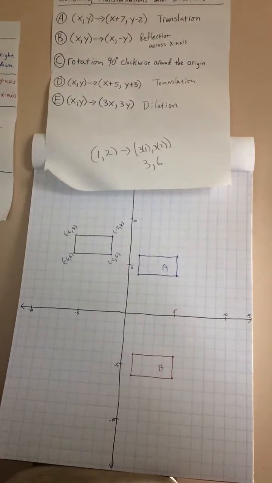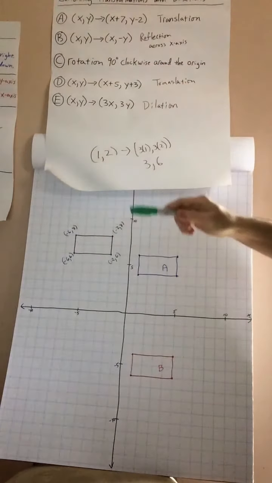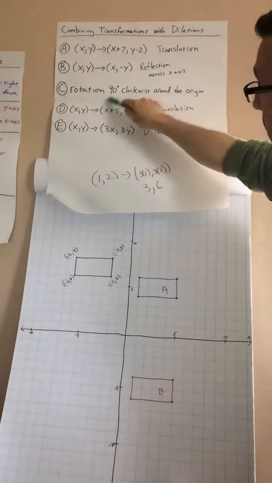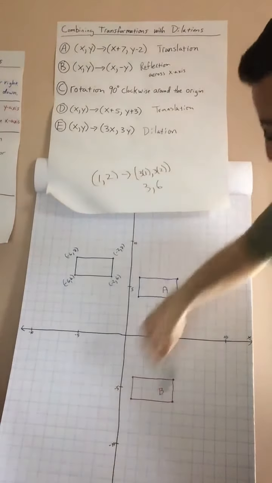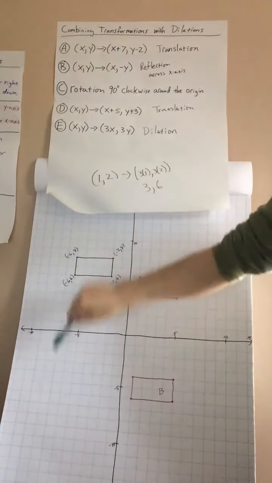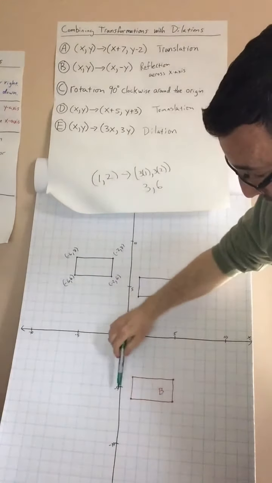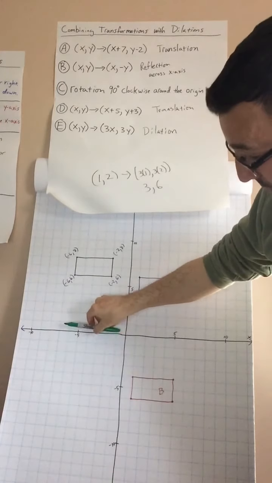So now I go to my third, and that's a rotation. All right. It flat out tells me it's a rotation. It's right up here, rotation, 90 degrees clockwise around the origin. Clockwise is going like this. So I'm going to have this shape. It's like I'm going to turn my paper so that this axis moves over here.